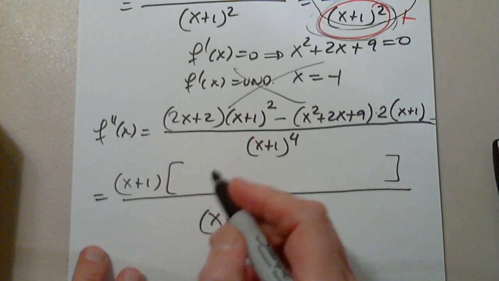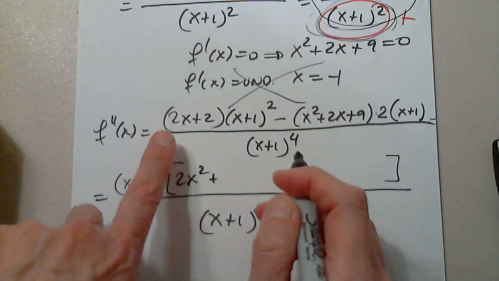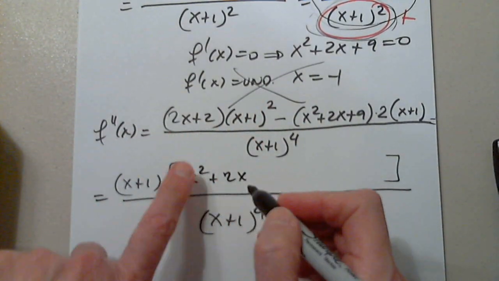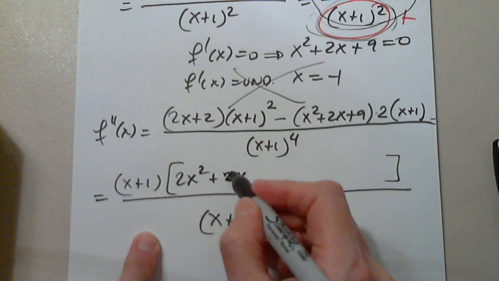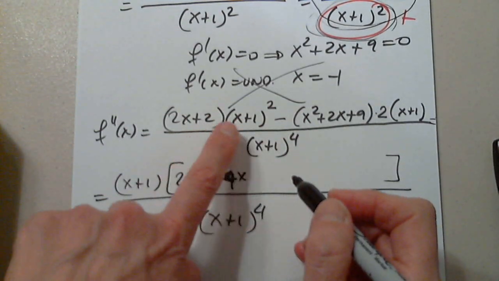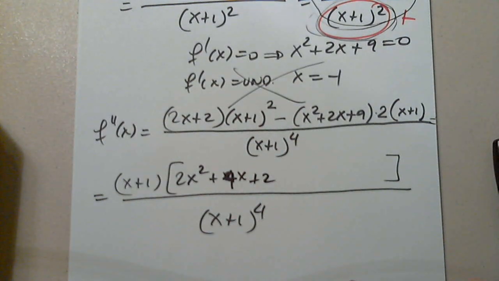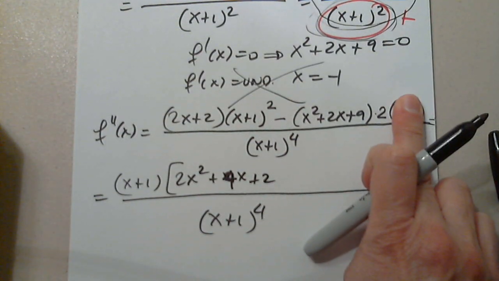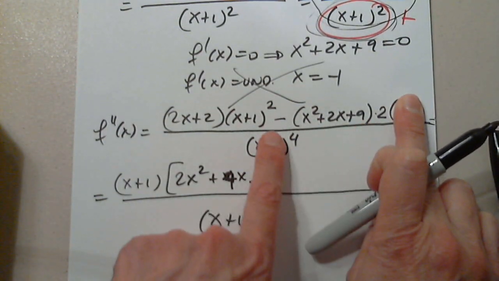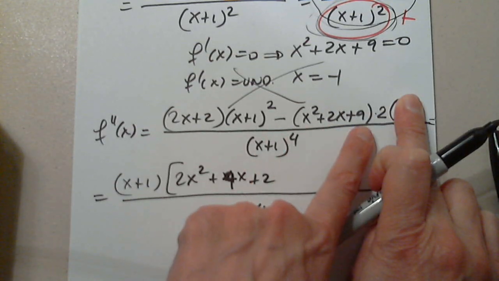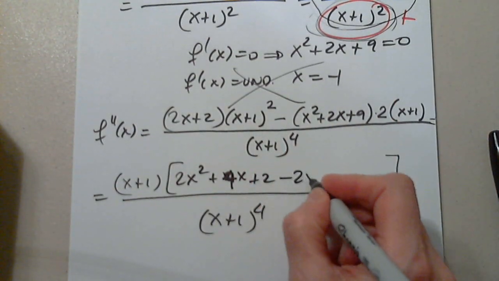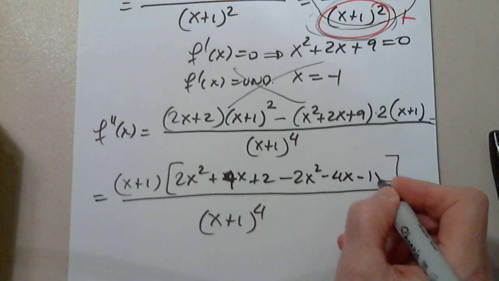2x times x, 2x times 1, 2 times x, I'm going to put 4 here because I run out of room, and 2 times 1. This is out. I have to distribute 2 with minus in front to these three terms. So negative 2x squared minus 4x minus 18.